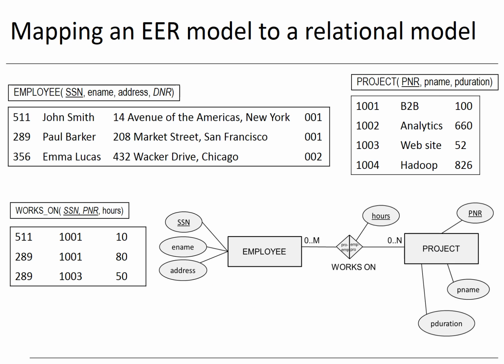Here you can see some example tuples. All four cardinalities are successfully modeled. Emma Lucas does not work on any projects, whereas Paul Barker works on two projects. Vice versa, projects 1002 and 1004 have no employees assigned, whereas project 1001 has 2 employees assigned.